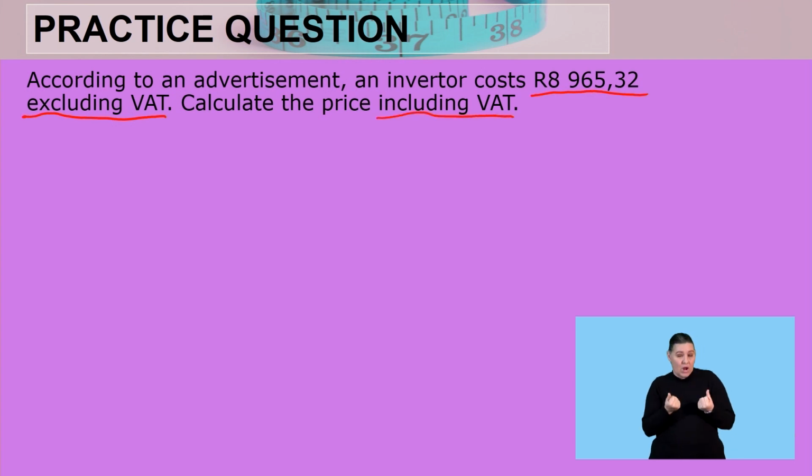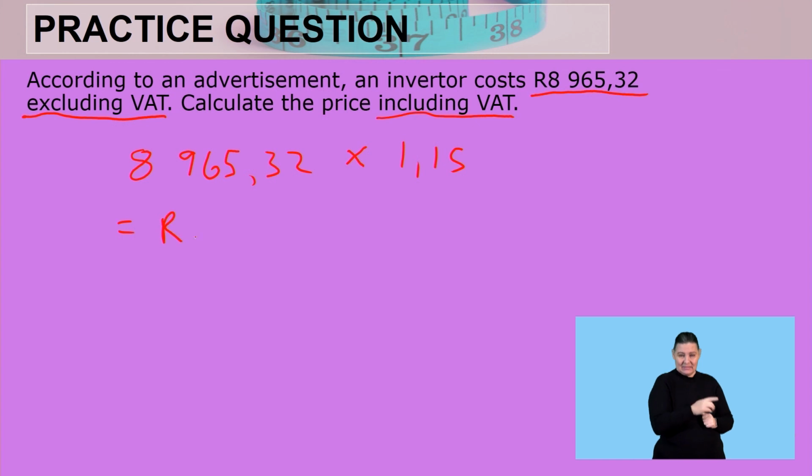So if we have the price excluding VAT, which is 8,965 Rand and 32 cents. Again, that's the price excluding VAT. You've got to times it by 1,15 to get the price including VAT, 10,310 Rand, 12 cents. Nice work. And this is the price including VAT. Very, very nice. Let's carry on.